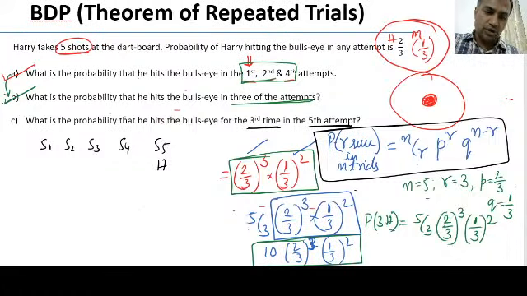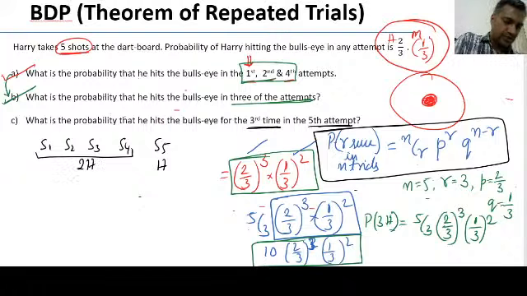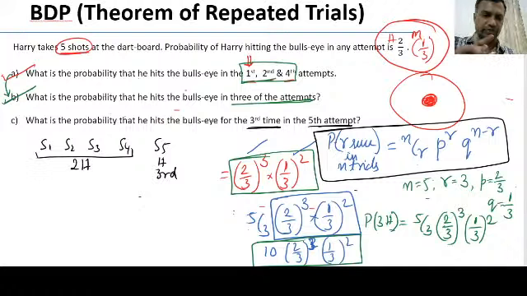If the third hit should come in the fifth attempt, it means in the first 4 shots there should be 2 hits. It cannot happen that he has already hit here, here, and here, and then missed here. Then where is the question of the third time in the fifth attempt? If it is the third time, it is the third hit. If this is the third hit, it is clear that he must have hit exactly 2 times in the first 4 trials. Third time in the fifth trial implies 2 hits in the first 4 trials.